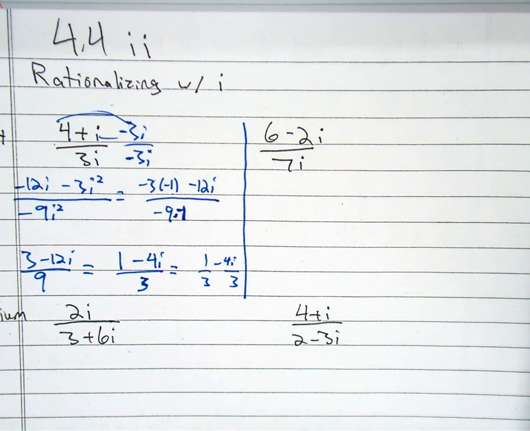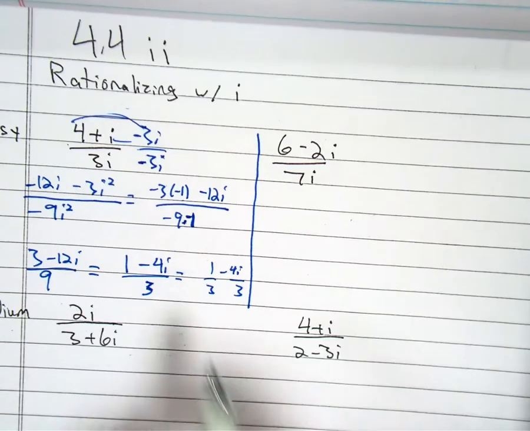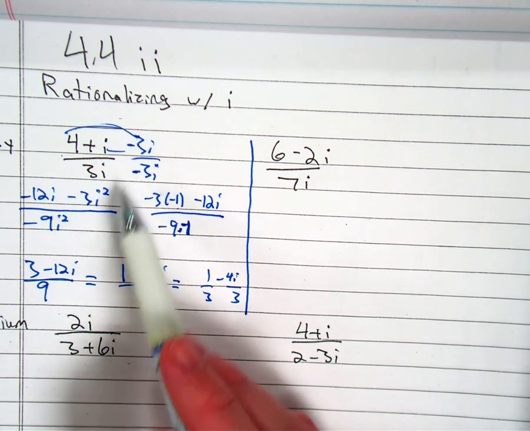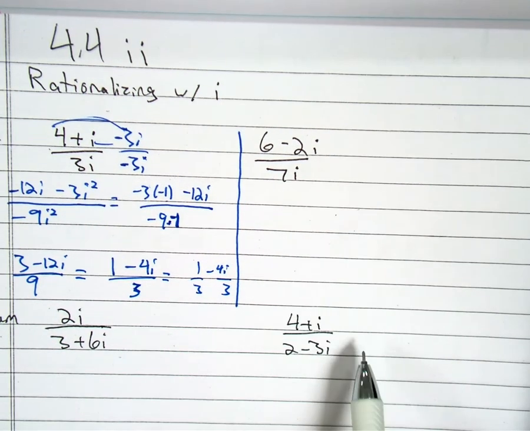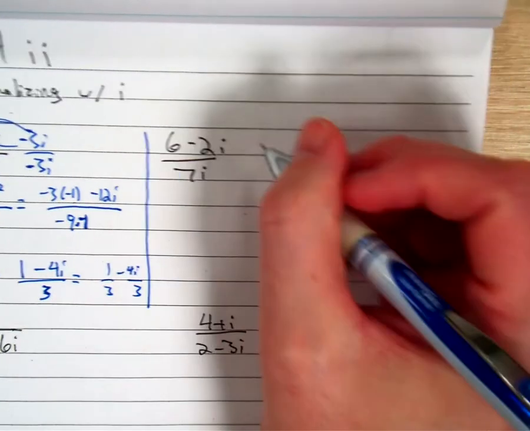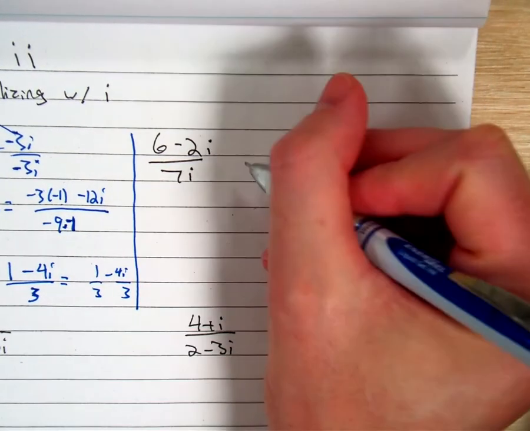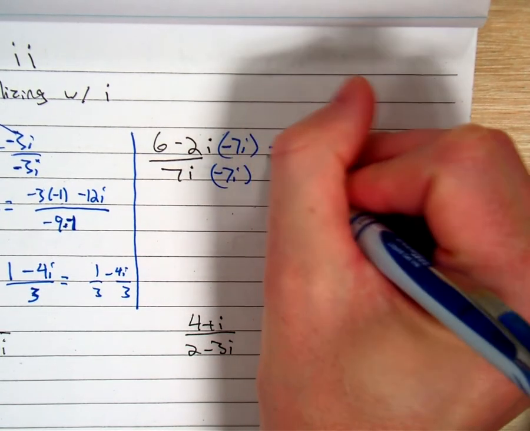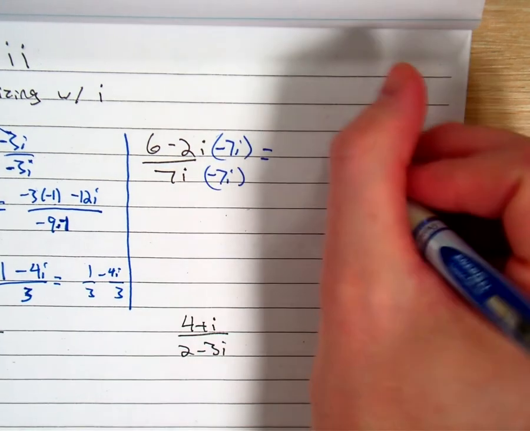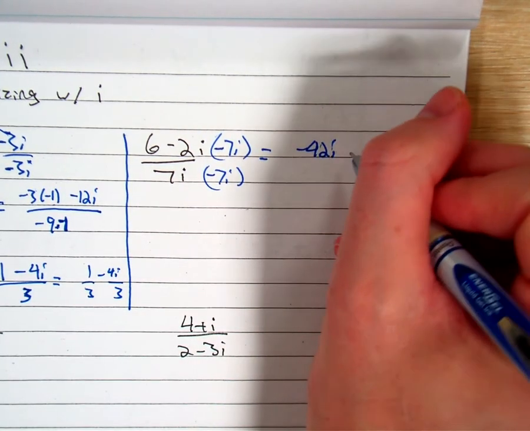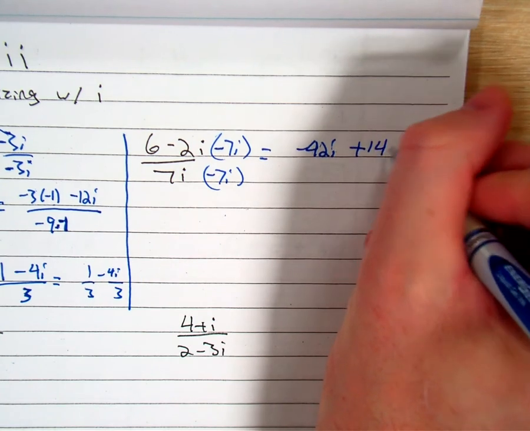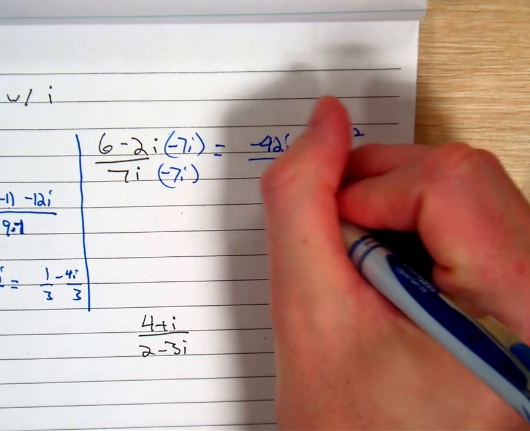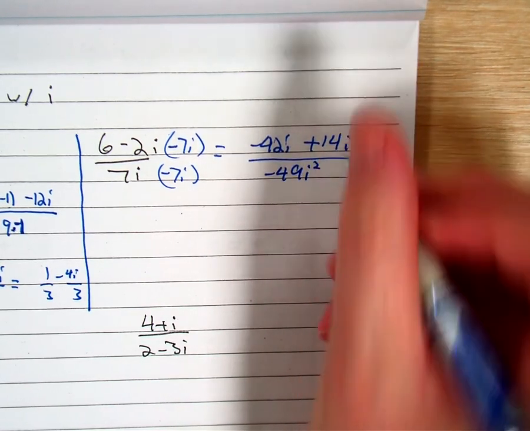All right, let's see. So we talked about in the last one that when it's just the 7i or just a 3i, you could just take that same thing, top and bottom. But for consistency, let's just go with the negative again, because that's what you're going to be doing down below. You're going to be doing opposites. So we're going to go negative 7i, top and bottom. So that's going to give us negative 42i plus, negative times a negative is going to be a plus 14i squared over negative 49i squared.